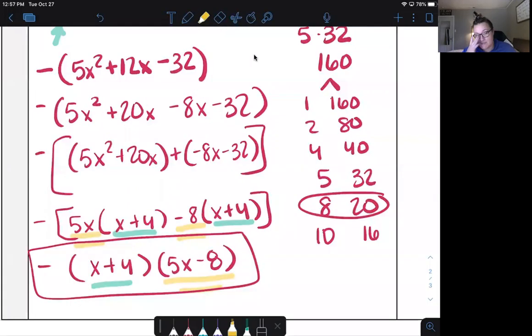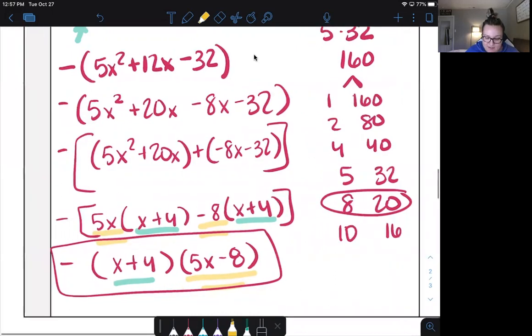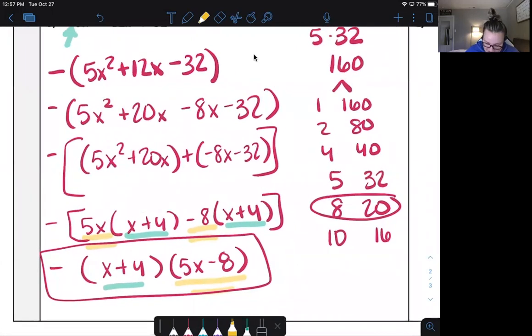All right, so as you can see, I found factors of 5 times 32, which is 160. I found that 8 times 20 would give me 160, and also add or subtract to get me 12x. So I rewrote 12x as 20x minus x minus 8x. Then I put my grouping symbols with a plus sign in between.